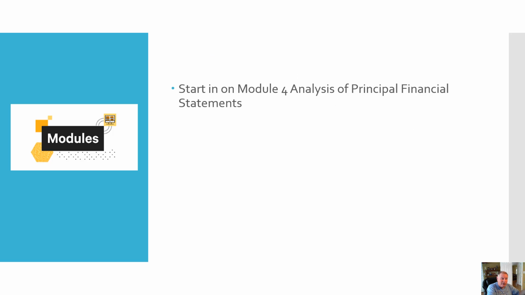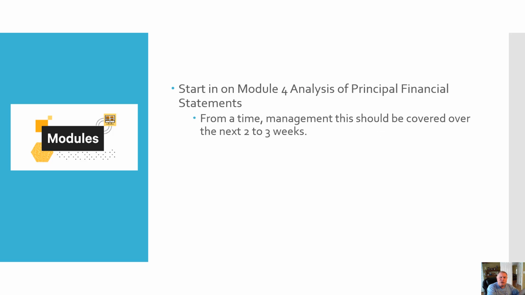Modules: you should start on Module 4, Analysis of Principal Financial Statements. From a time management perspective, this should be covered over the next 2 to 3 weeks. It's going to prepare you for Application Project 2. Do not start Application Project 2 until I've given you feedback on Application Project 1. It's basically what is out there today under Application Project Instructions. It'll be tweaked. I'm going to add a piece where I will ask you specific questions about your company, so make sure you address those, and that will be in the commentary when I grade Project 1.